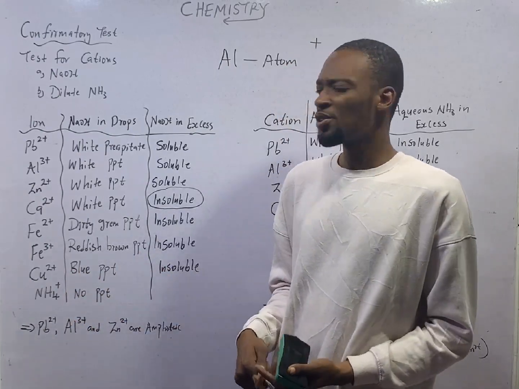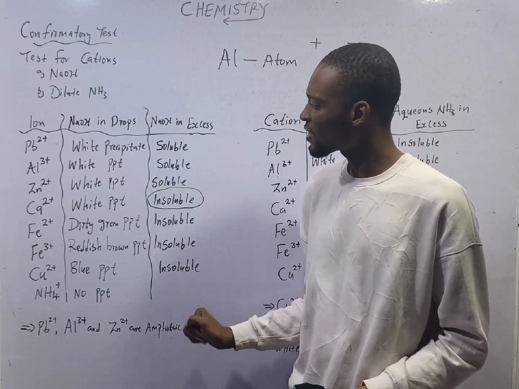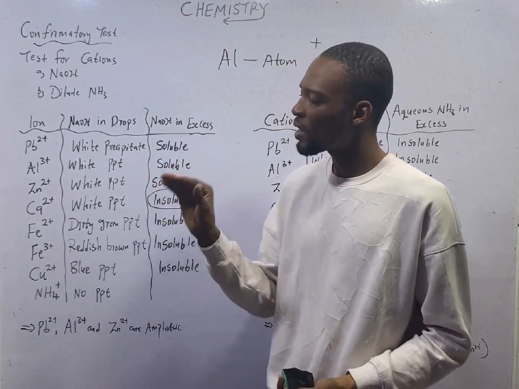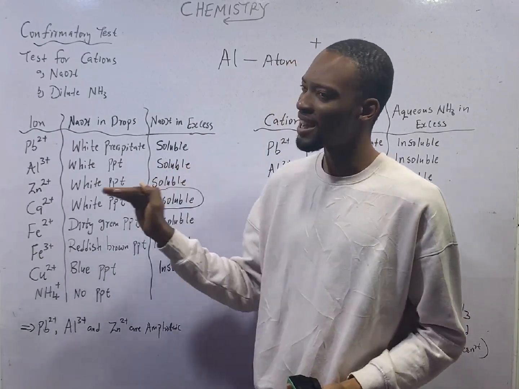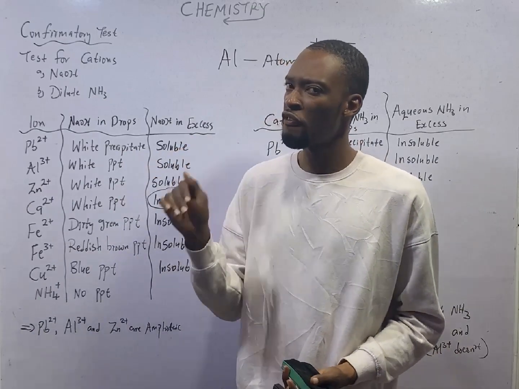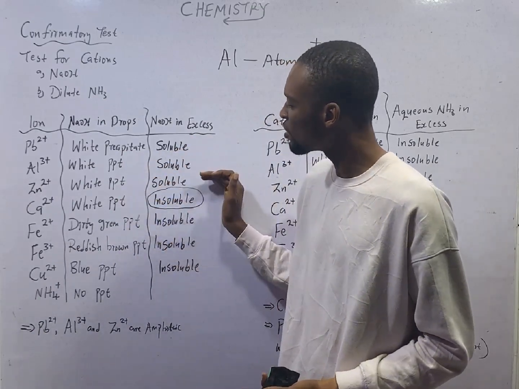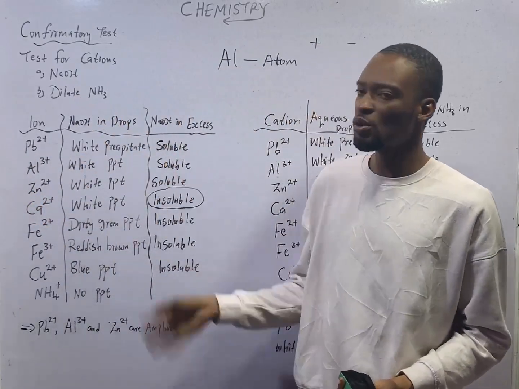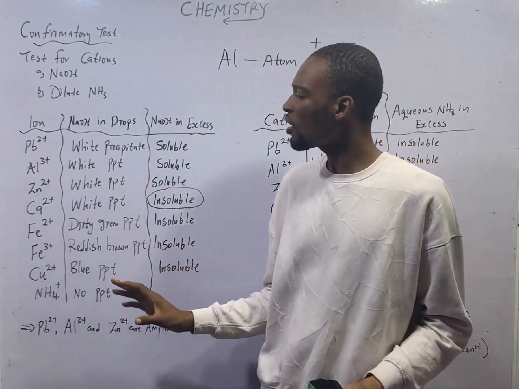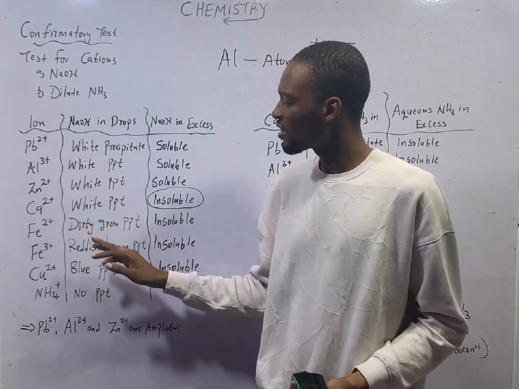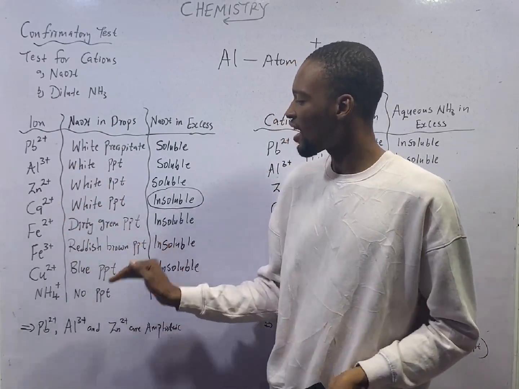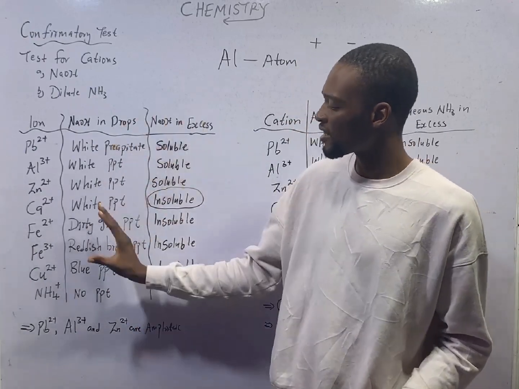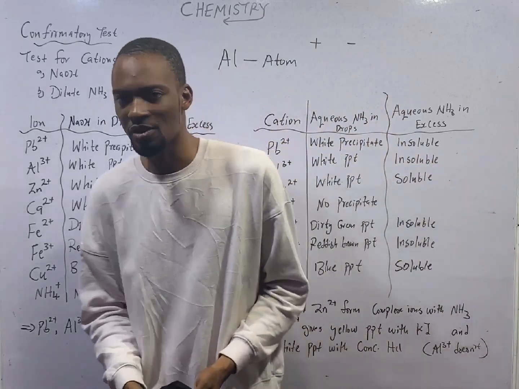So you don't really need to cram this. What you should know is that lead, aluminium, and zinc ion, they all form white precipitate and they are soluble because they are amphoteric. Then calcium forms white precipitate, but it is insoluble. In fact, apart from lead, aluminium, and zinc, every other one is insoluble. Then for color, the first four are white, iron 2 dirty green, iron 3 reddish brown, copper 2+ is blue. So these are confirmatory tests for these cations.